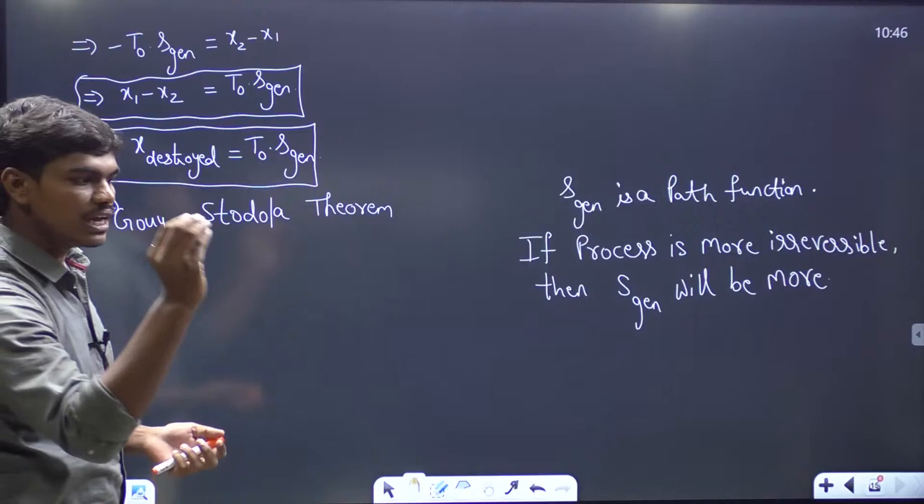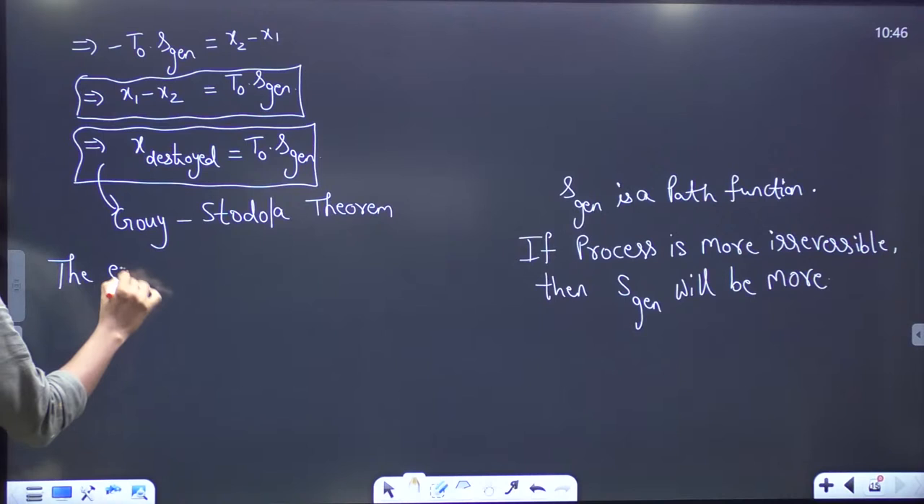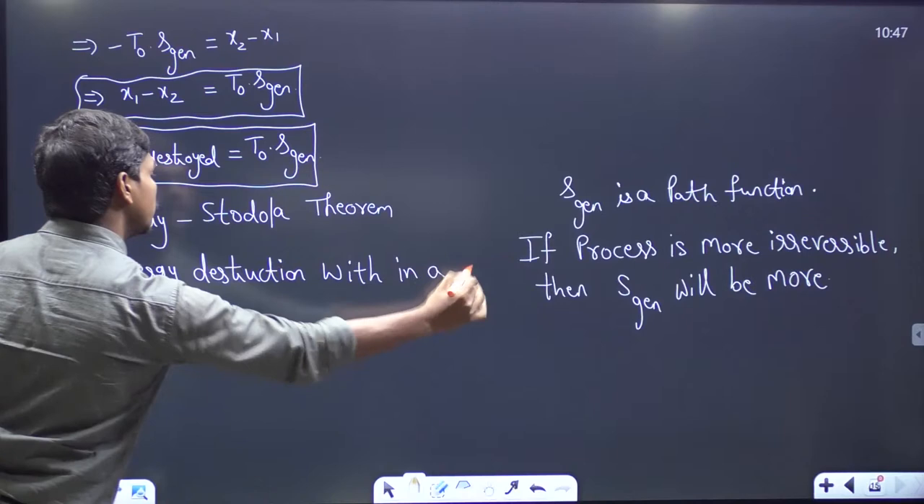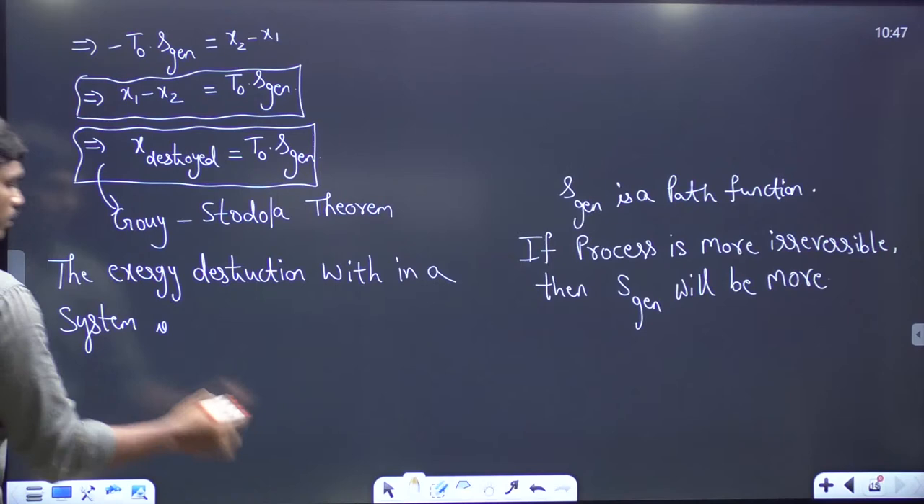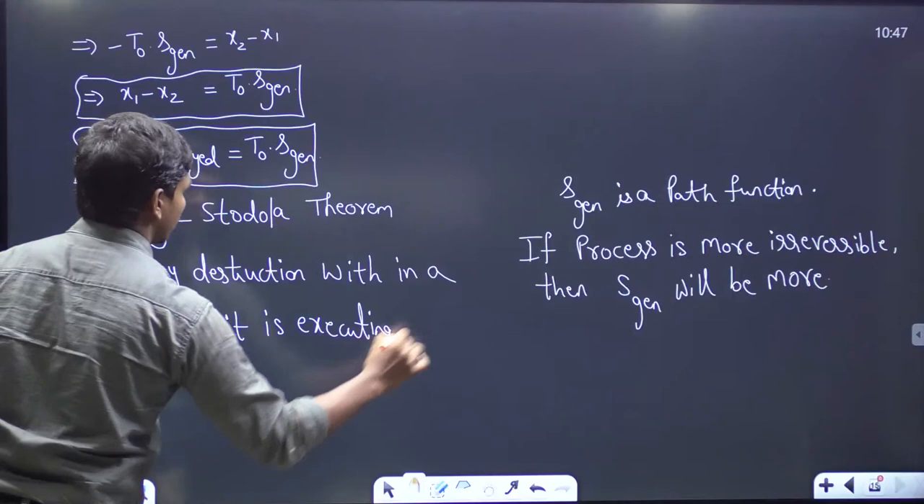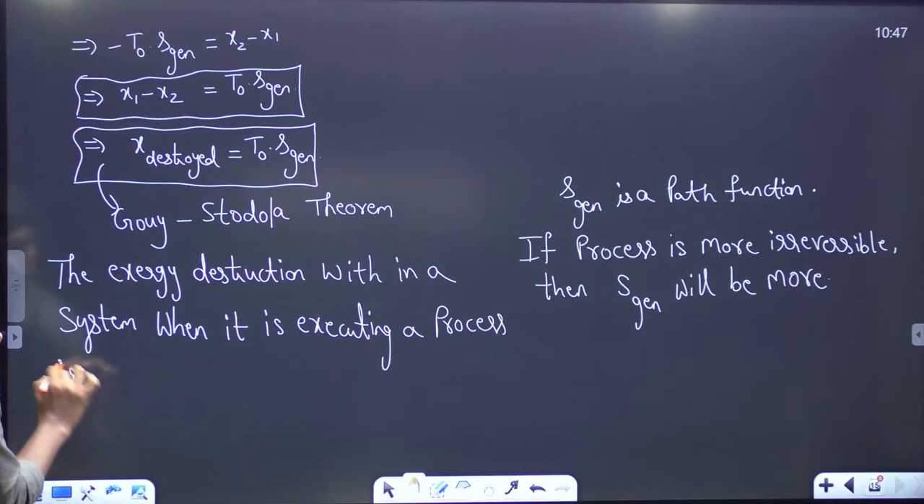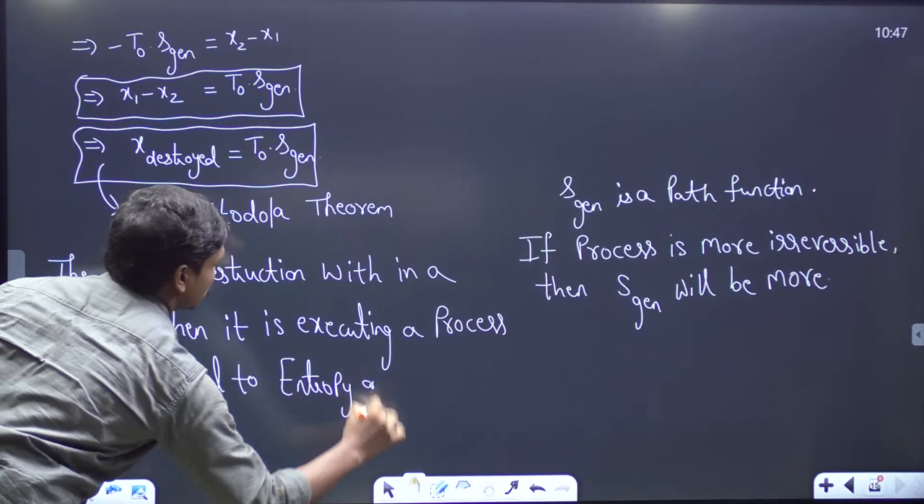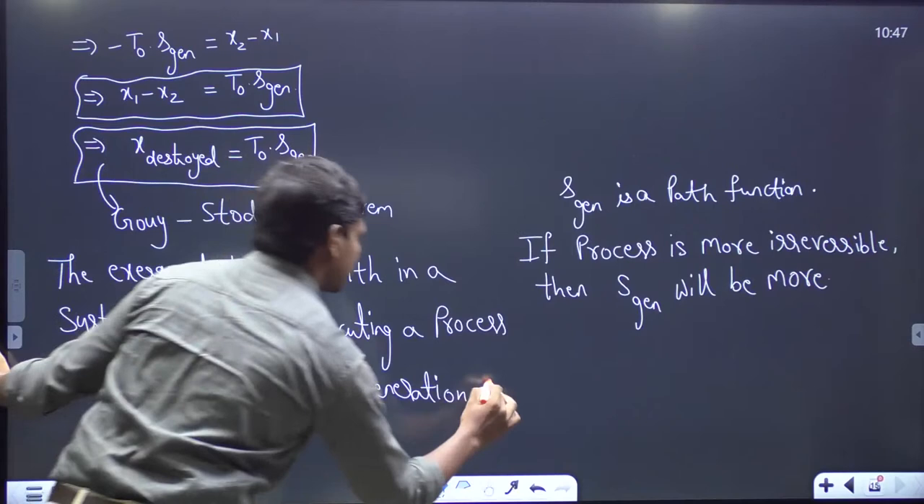So this theorem, if you want to state this, the exergy destruction within a system when it is executing a process is proportional to entropy generation of the universe. Because generally in surroundings we don't expect much entropy generation. Within the systems only we'll be expecting some entropy generation because of the molecular motion and all.